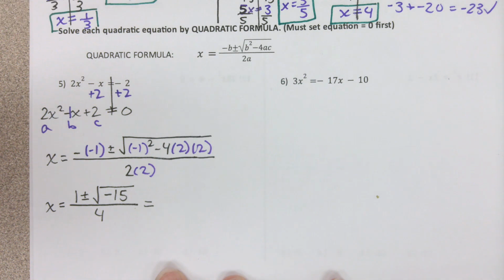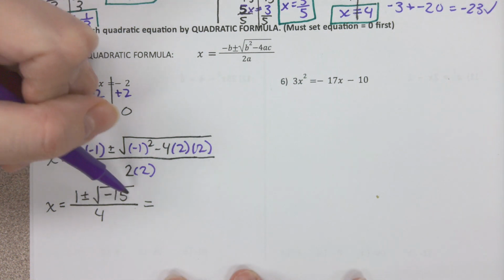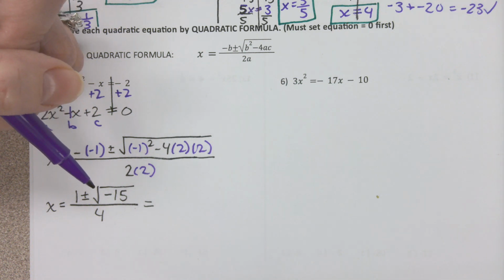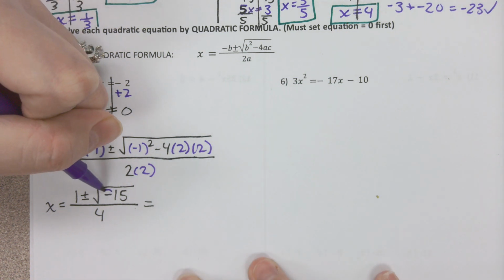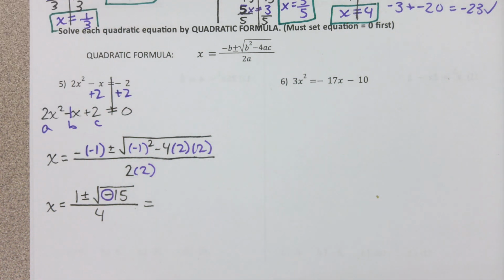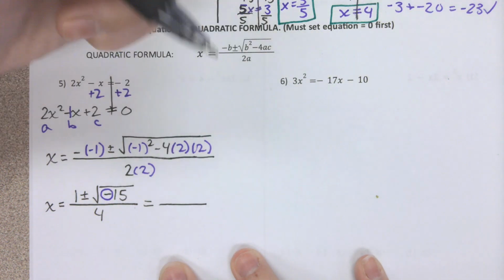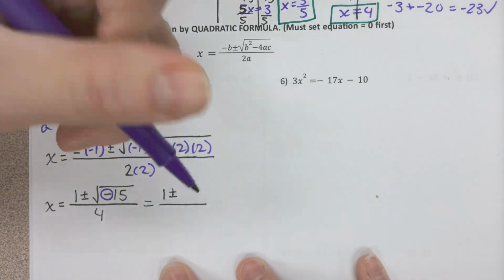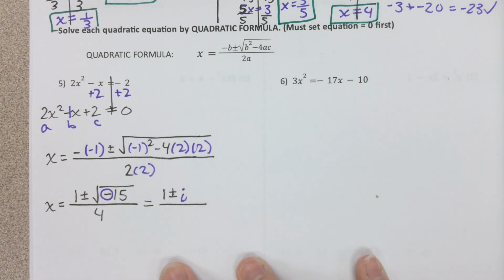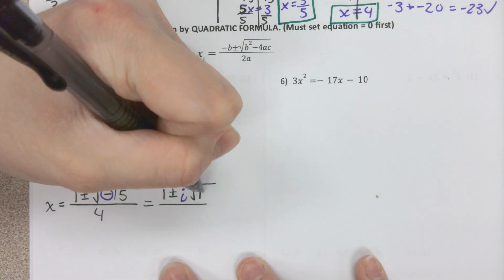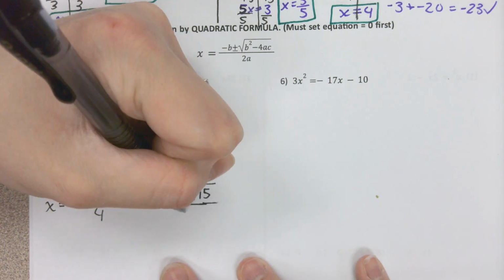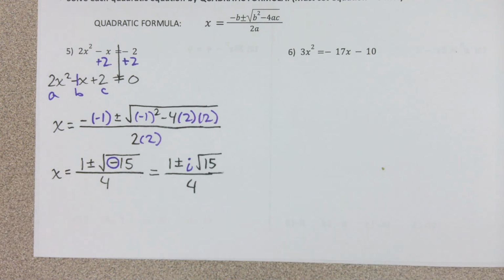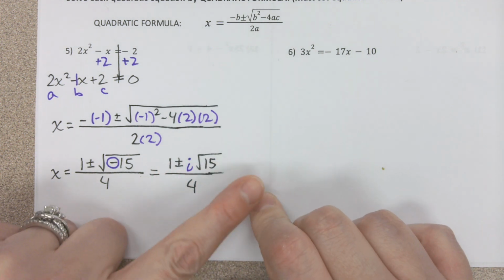Next, let's take care of this square root. 15 is not a perfect square, so I can't do anything with it, and I can't break it down either. It's just not a nice square at all. But this negative cannot stay under the square root. We have 1 plus or minus. This comes out, and we write it as an i. i square root of 15 over 4. We've got these down to just a term, and I can't do anything else in here.